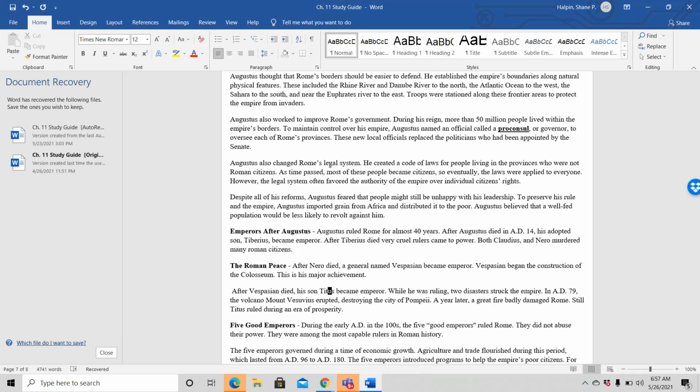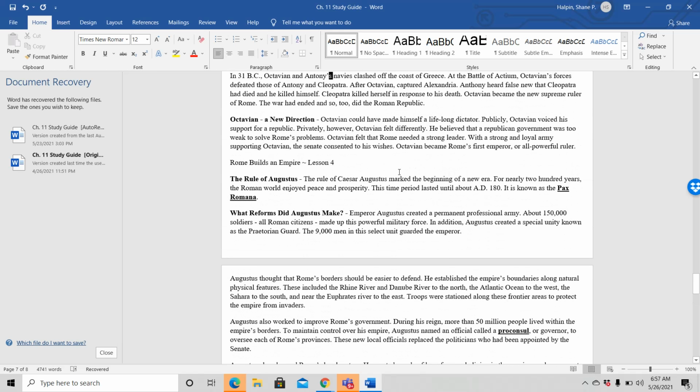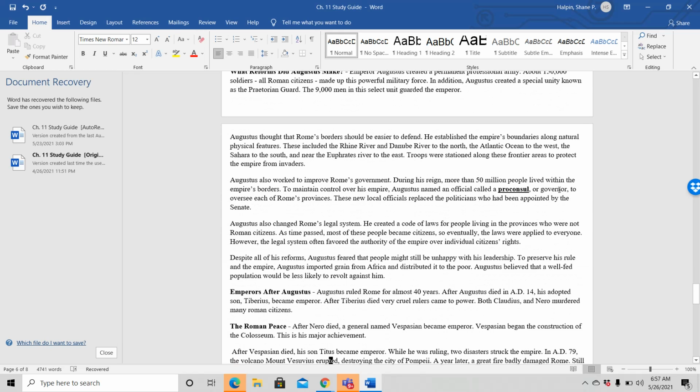The last thing that he did, to preserve his rule, is he also distributed grain to the poor. So the big thing with all of these things that he did, guys, is they made him very, very popular. Distributing grain, giving laws, establishing a professional army. They made Augustus very, very popular. And again, this was a time of peace and prosperity that he ruled in, known as Pax Romana.